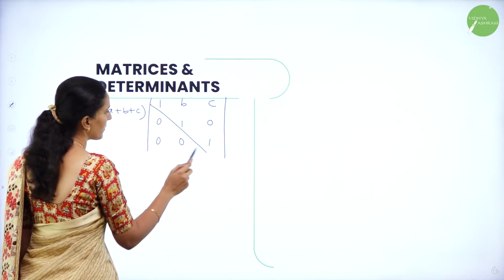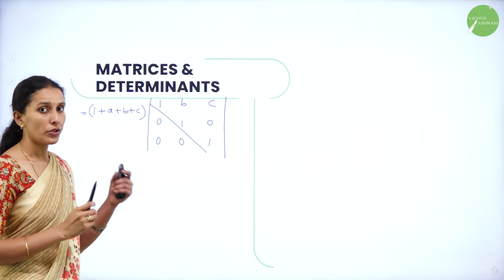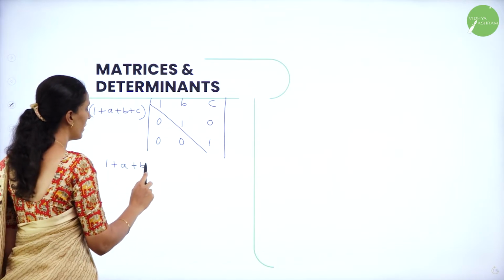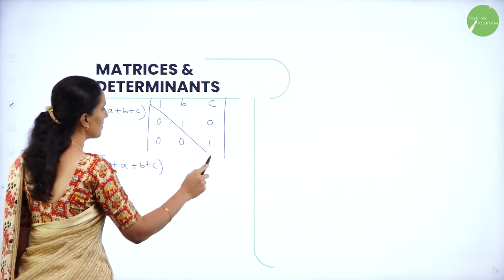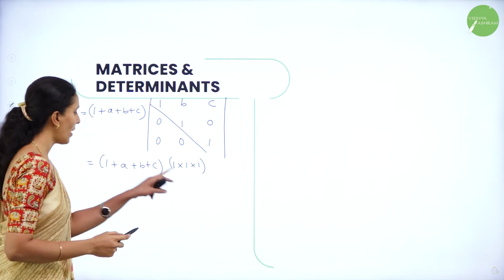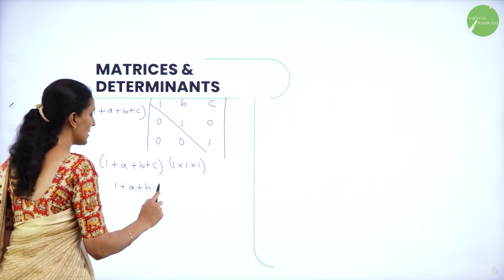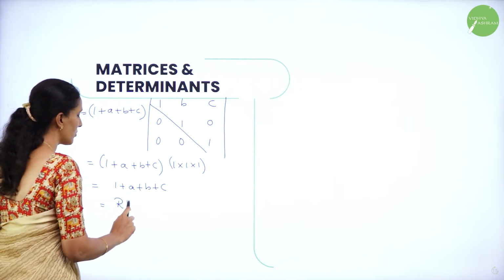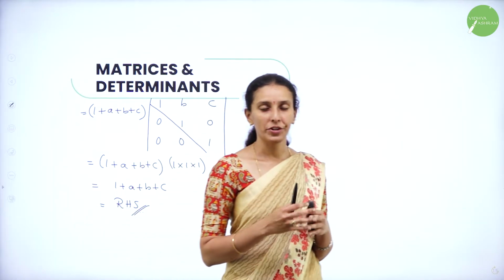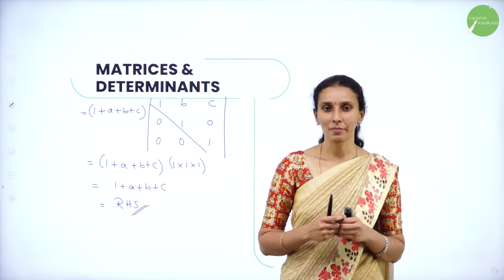Clearly you can see this is the principal diagonal, and under the principal diagonal all the elements are 0. So using the properties of determinants, what can I write here? The value of the determinant is the product of the principal diagonal elements, that is 1 into 1 into 1, which is 1 again. 1 into the factor given as 1 plus A plus B plus C, that is the RHS given. Hence we have proved it. So these are the questions you may expect for 3 marks. Now let us move to 6 marks questions.